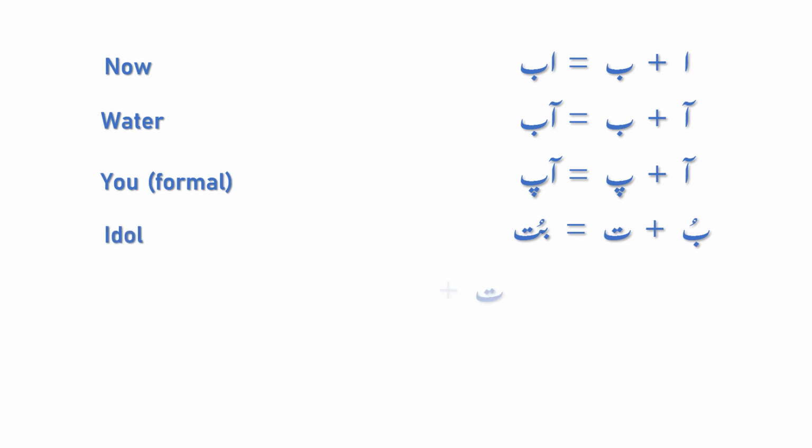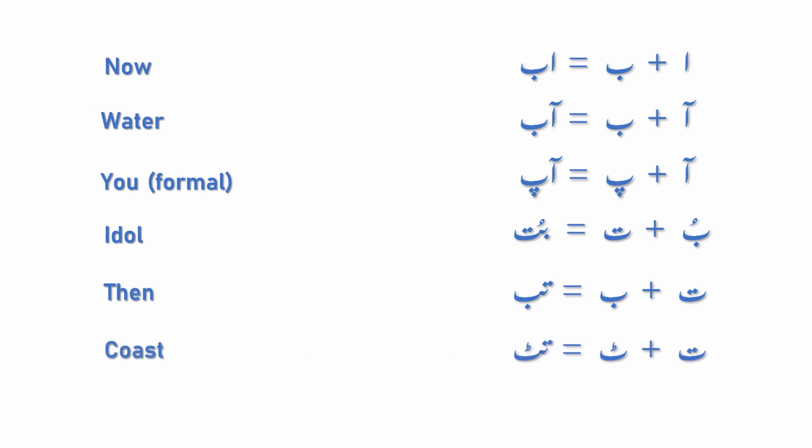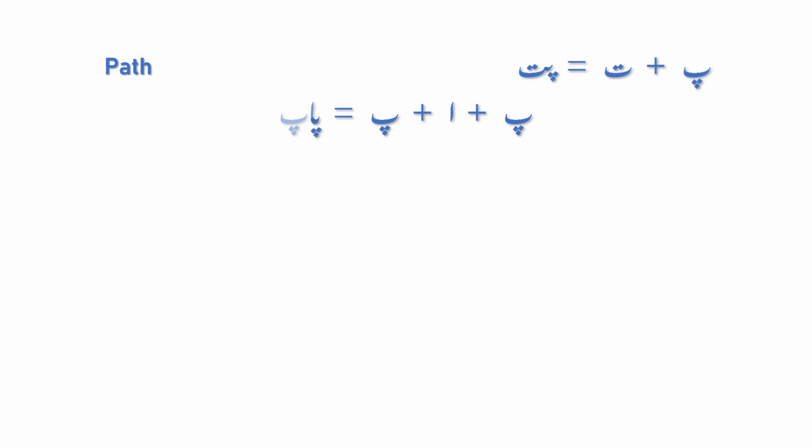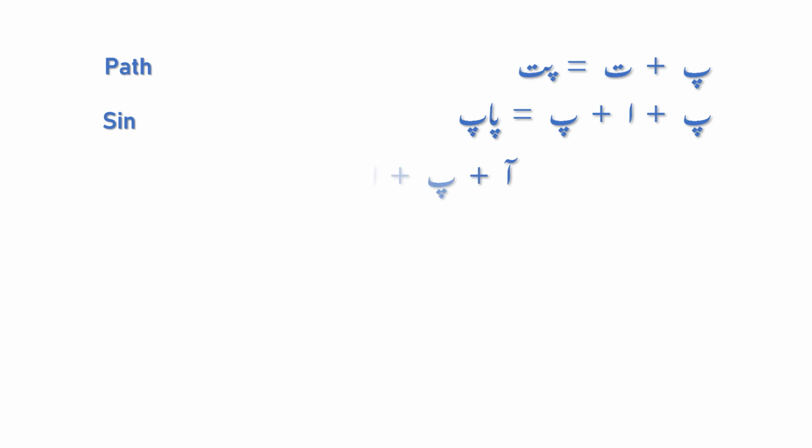Be Pesh Te, But, idle. Te Be, Tab, then. Te, tat, which means coast. Te, pat, or path in English. Alif, paap, or sin.